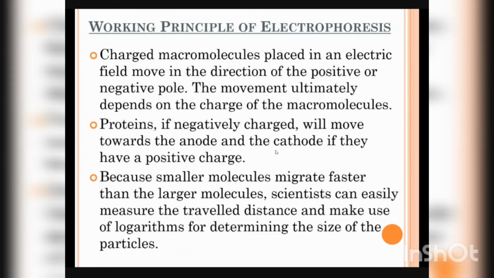Working principle of electrophoresis. The working principle is that charged molecules placed in an electric field move in the direction of the positive or negative pole. The movement ultimately depends on the charge of the macromolecule. Proteins, if negatively charged, will move towards the anode, and towards the cathode if they have a positive charge. Because smaller molecules migrate faster than the larger ones, scientists can easily measure the travel distance and make use of logarithms for determining the size of the particle.